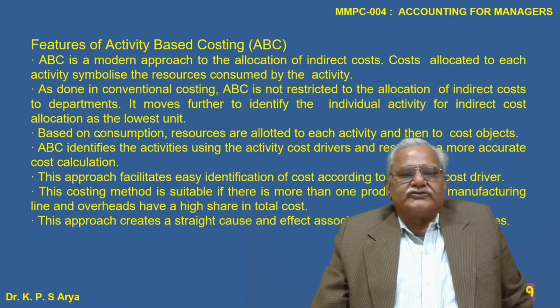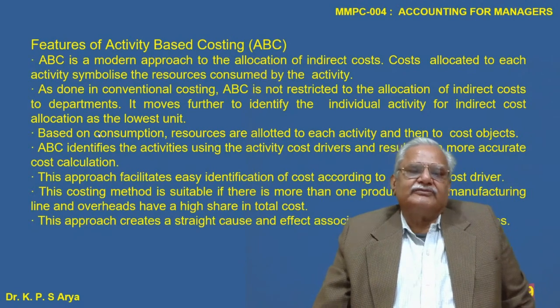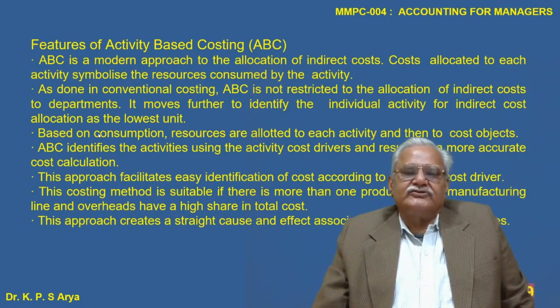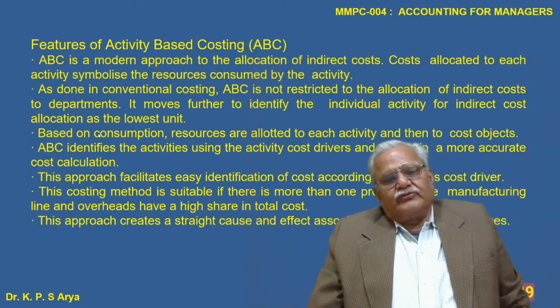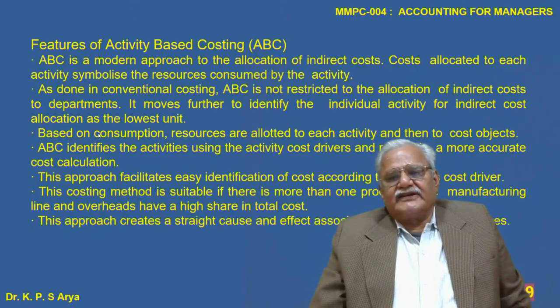ABC's modern approach to the allocation of indirect cost is that the cost allocated to each activity symbolizes the resources consumed by that activity. As done in conventional costing, ABC is not restricted to the allocation of indirect cost to departments. It moves further to identify the individual activities of indirect cost allocation as the lowest unit. Based on consumption, resources are allotted to each activity and then to the cost object.